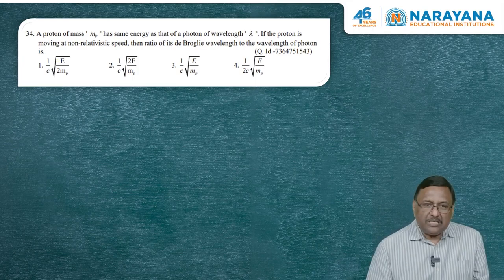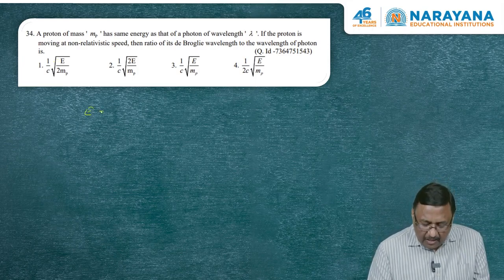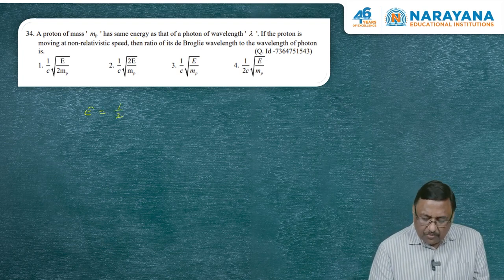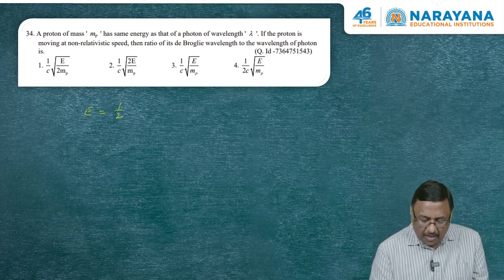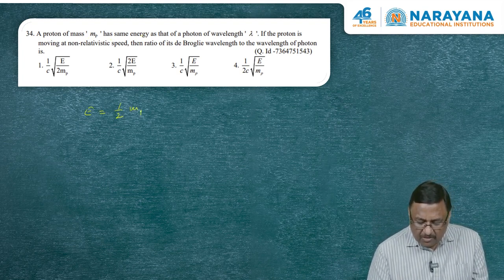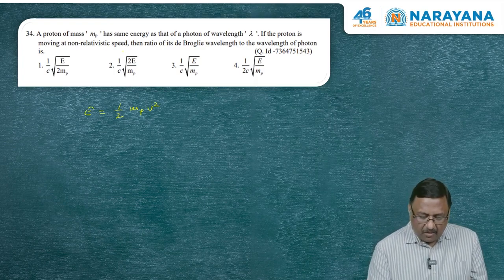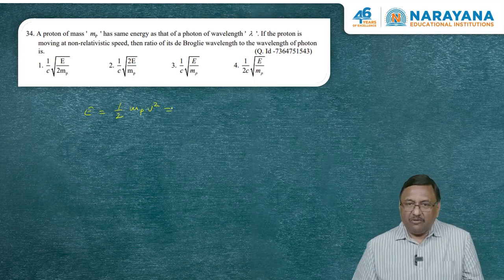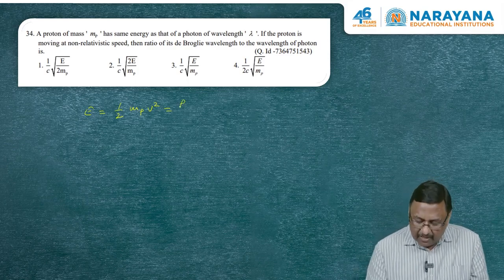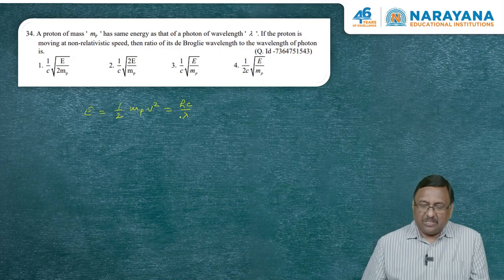E is nothing but energy. So E equals the kinetic energy of the proton, which has the same energy as that of the photon. So I am writing the mass of the proton, it has some kinetic energy, half mv squared, as I am considering non-relativistic speed of this proton. Energy of the photon very well is h nu, or we can write it as hc divided by lambda, because lambda is given to us in this question.